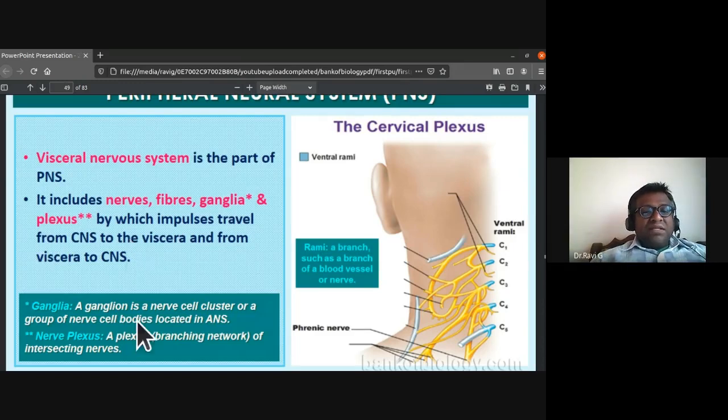A ganglion is a nerve cell cluster, or a group of nerve cell bodies, located in the autonomic nervous system, ANS. A plexus is a branching network of intersecting nerves. Here you can see the cervical plexus. You can see that the nerves are intersecting.